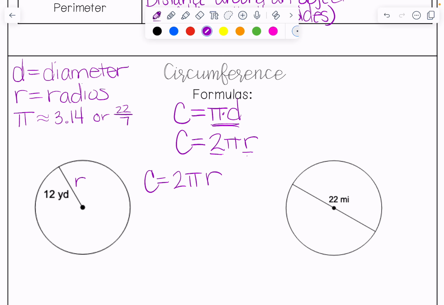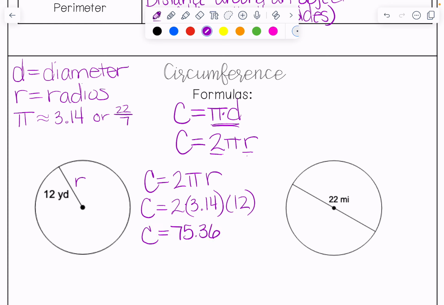So now what I'm going to do is plug in what I know, okay? I don't know my circumference yet. The 2 is a coefficient, and it's going to stay there. I know I'm going to use 3.14 for pi, and then my radius is 12. So now that I've plugged numbers in, all I need to do is multiply them to get my final answer. So we're going to multiply 2 times 3.14 times 12. And when I do that, I'm going to get 75.36.